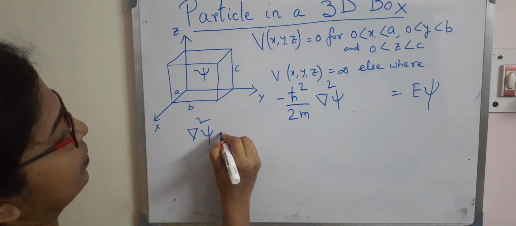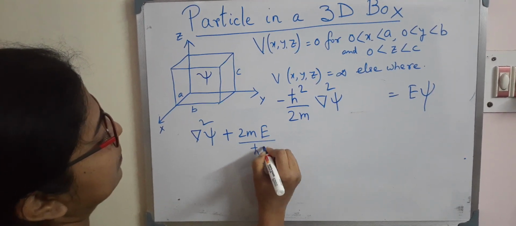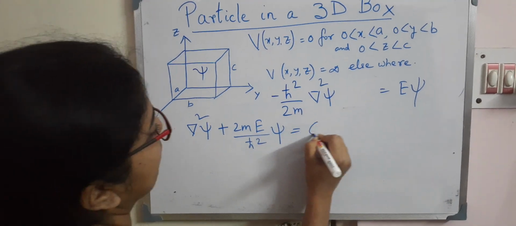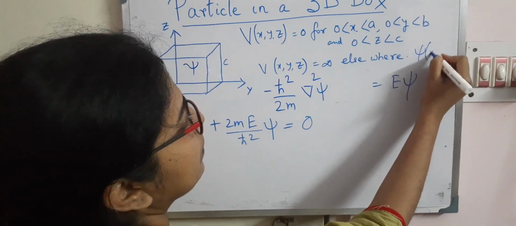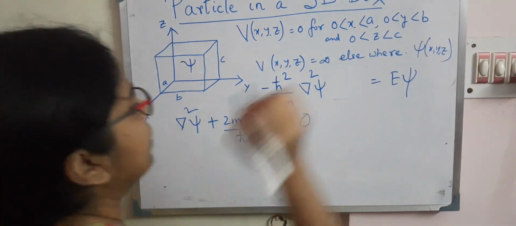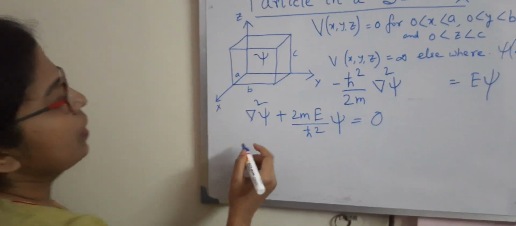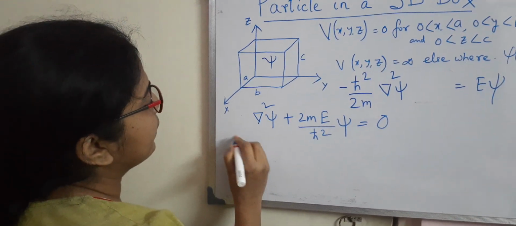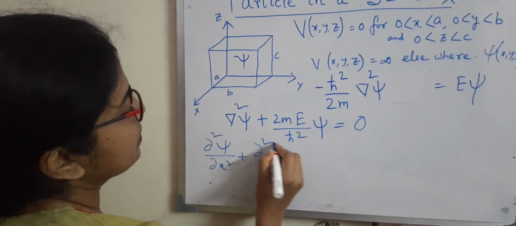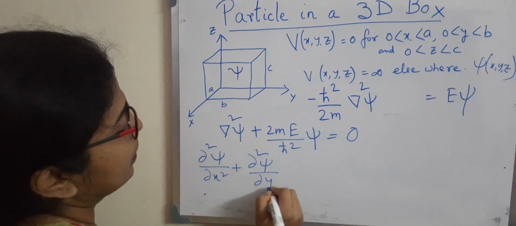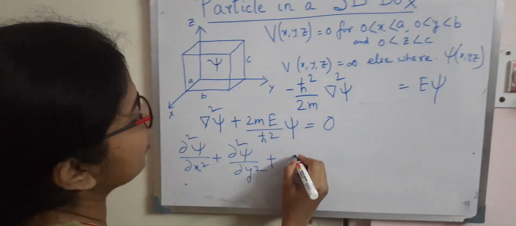So now I'll write down this equation. It will take the form, where psi is a function of x, y, z. So 2mE by h cut square is a constant here. Now this grad square psi we will write as del 2 psi del x square plus del 2 psi del y square, plus the z term. Yes, we are writing down this grad square psi in Cartesian coordinates.